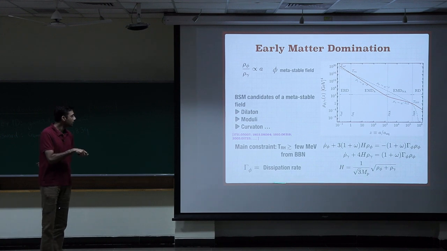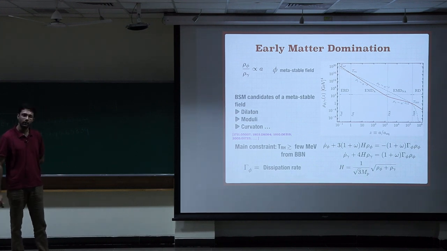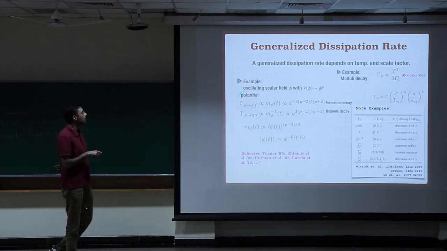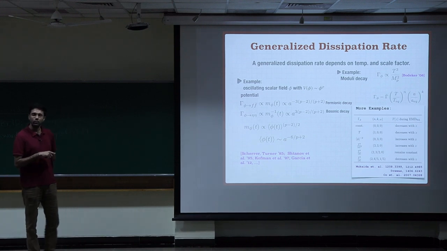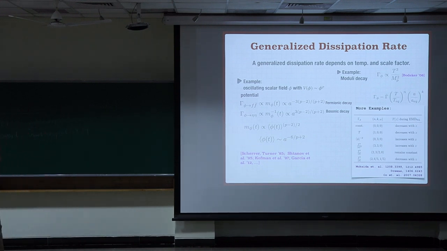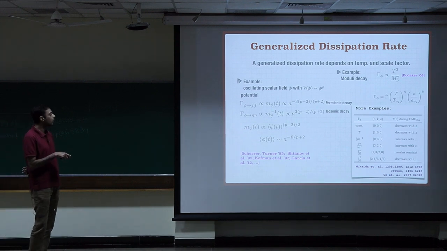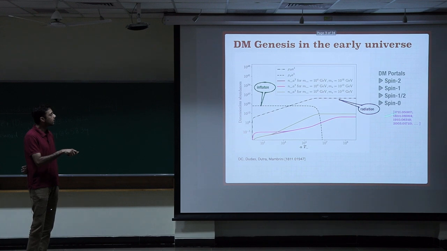Now the decay proceeds via the dissipation rate of this metastable field. At this very high temperature, there are of course non-negligible finite temperature corrections to this metastable field, which also affects the dark matter production, say.